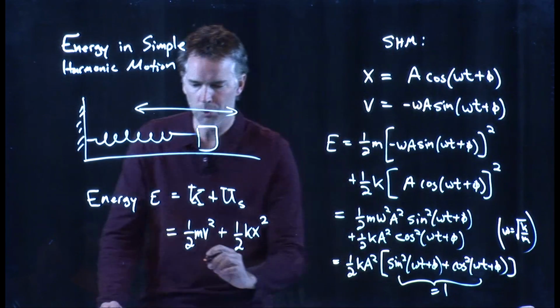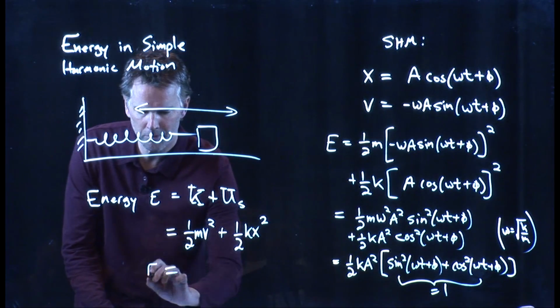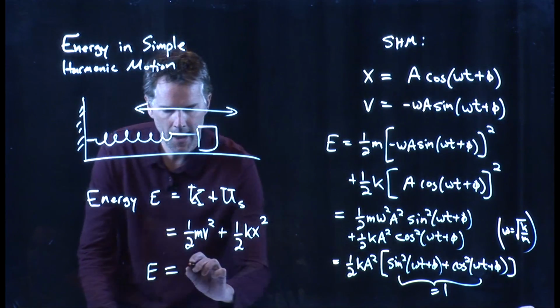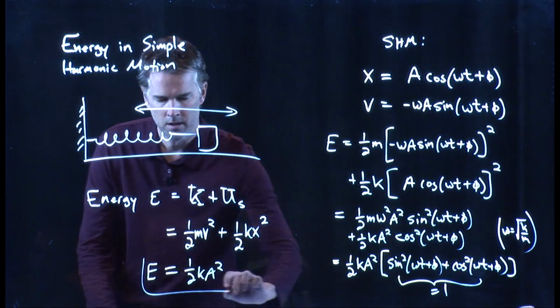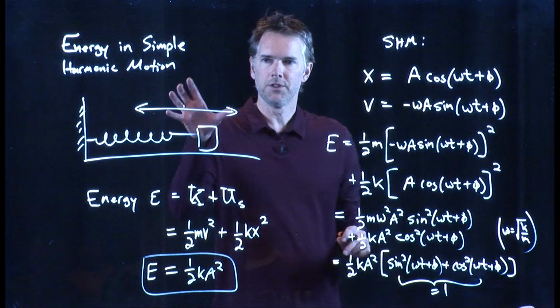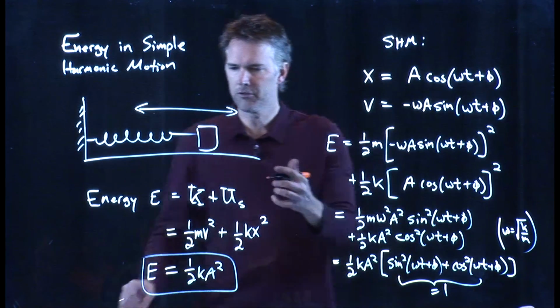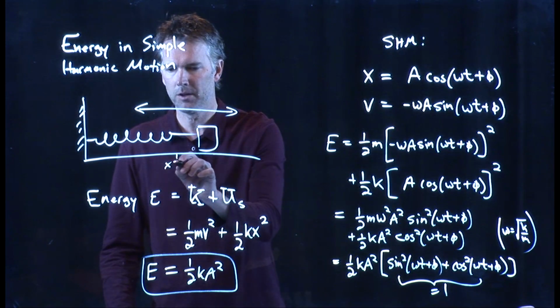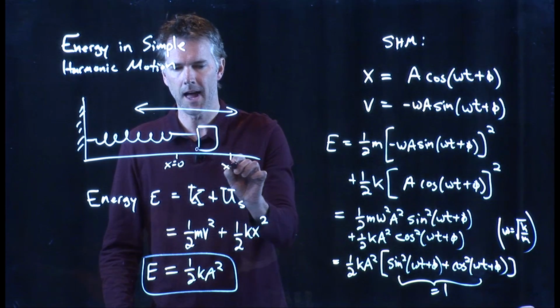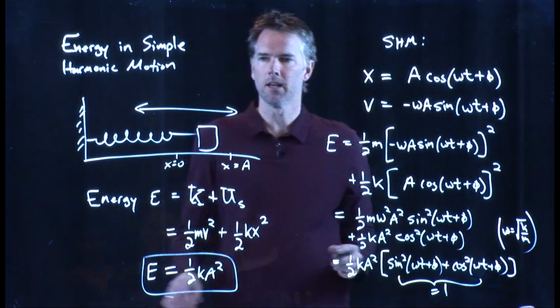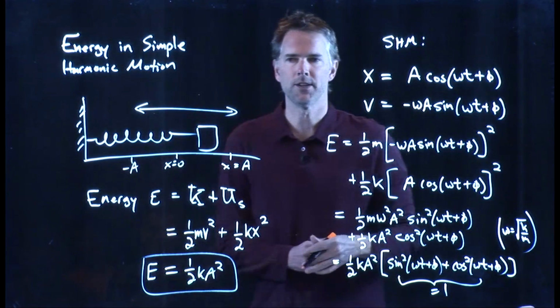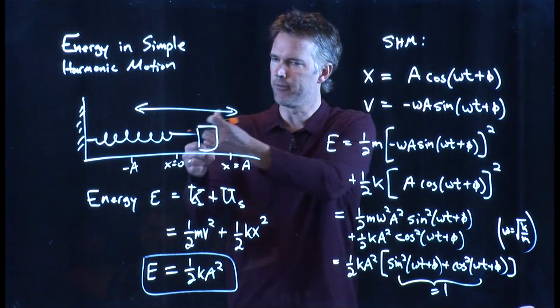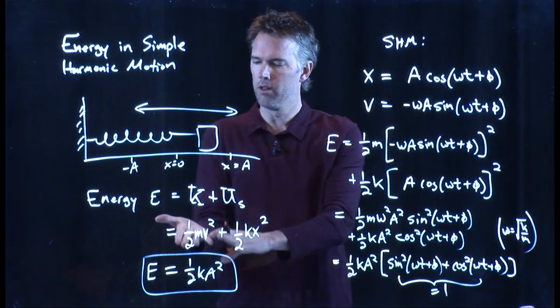That is equal to 1. And so look, the total energy, what does it simplify to? 1/2 kA squared. That's it. That's the total energy in the system. However far you stretch this thing out from x equals 0 to x equals A, and you let it go, that determines how much energy is in the system. At full stretch, it's all that.